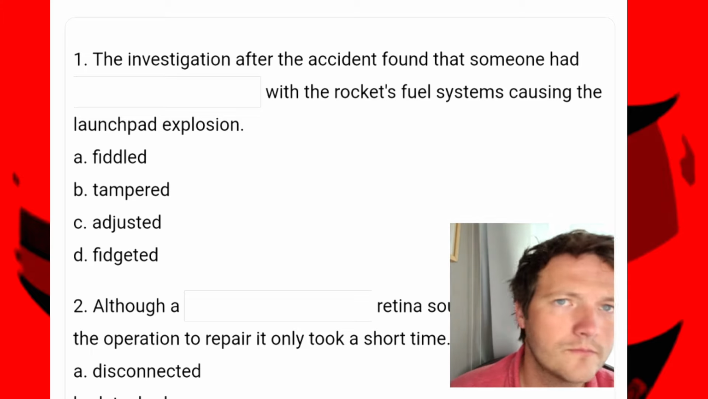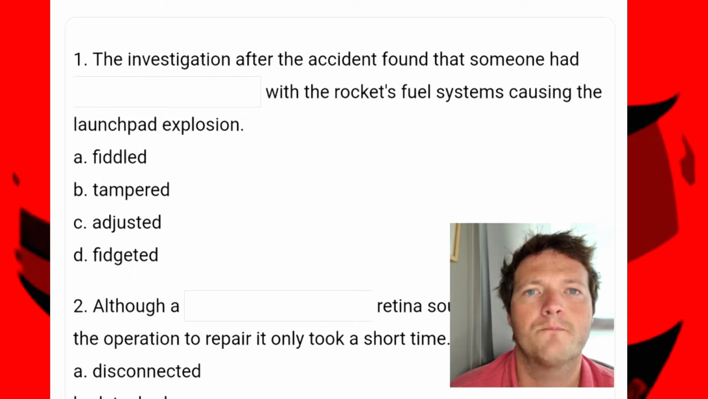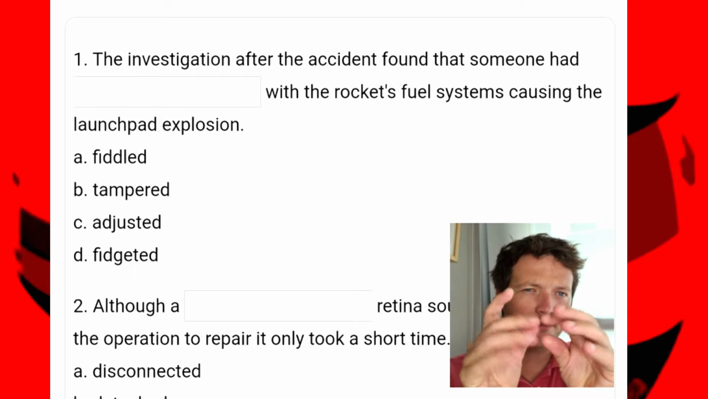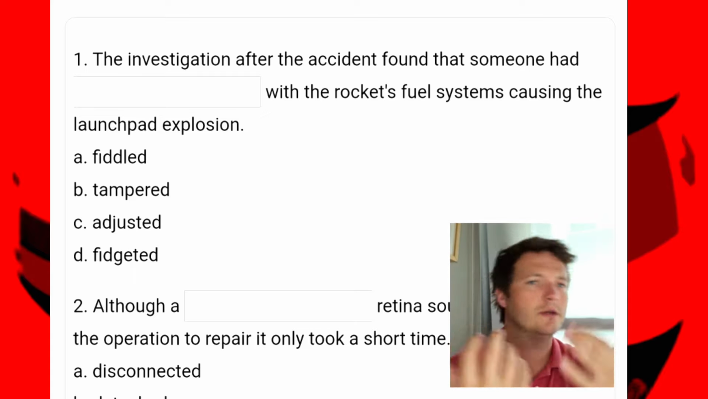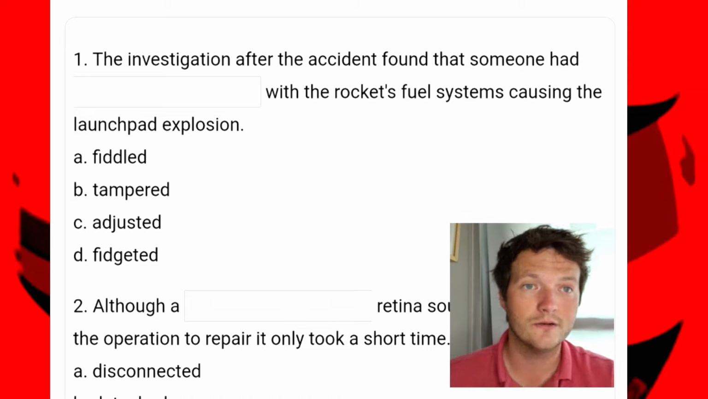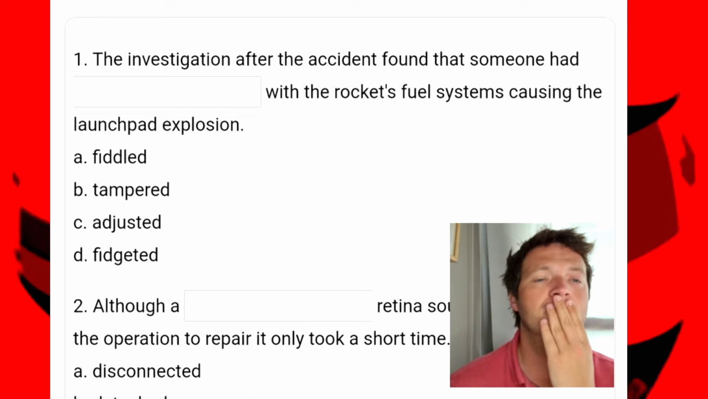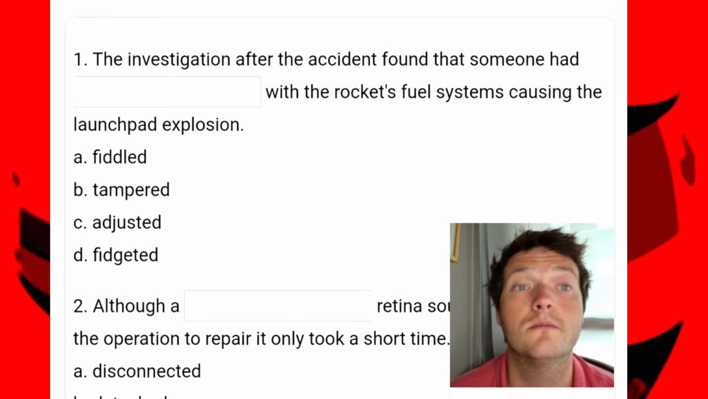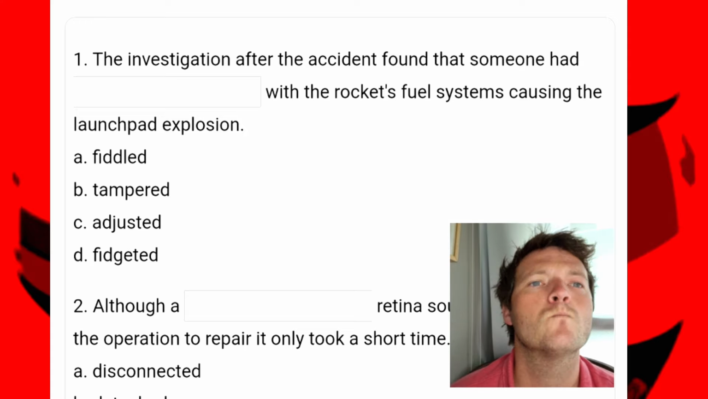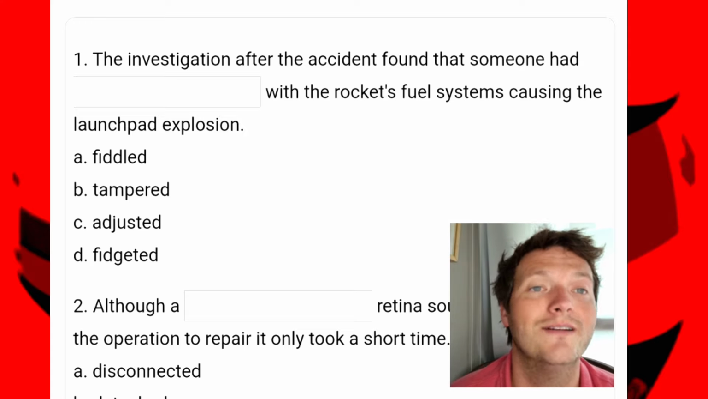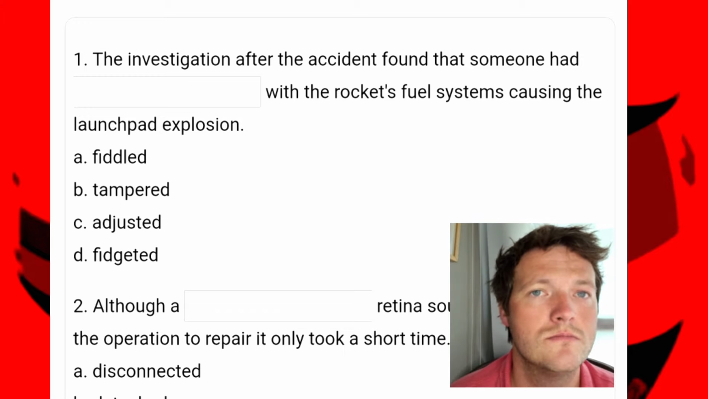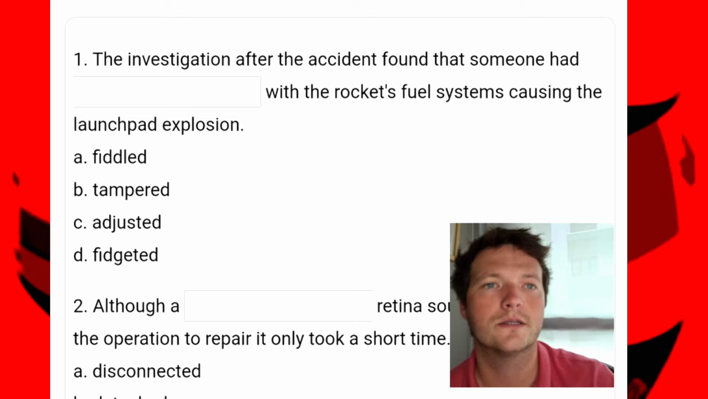But not adjusted with. Fiddle with something is to touch it, and fidget with something is when you're nervous. You like the fidget spinners now, because you've got nervous energy and you want something to fidget with. But I think what we want to say here is someone had manipulated it. Someone had touched it unnecessarily and altered it, had tampered with the rocket's fuel system. Yeah, I think it has to be tampered, yeah.